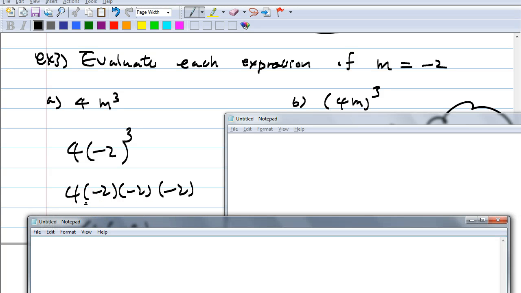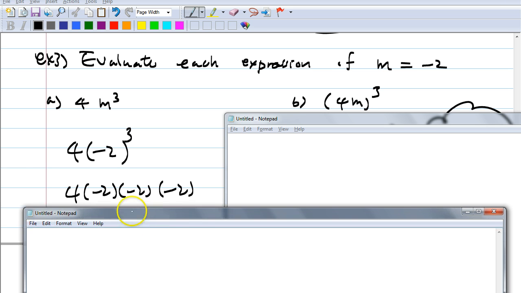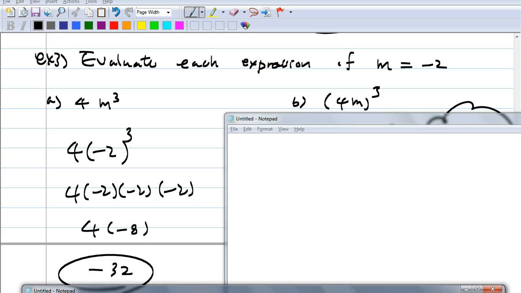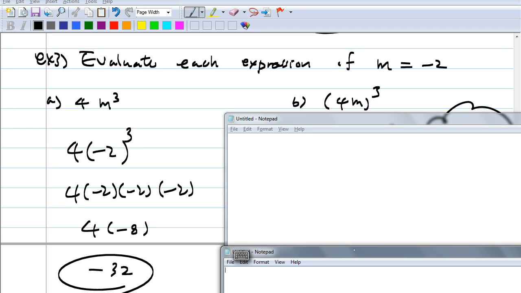That's right. If you multiply a negative number an odd number of times, right, Anais? That's what we get. So what's the answer for the first expression, Anais? For the first expression, I got negative 32. That's correct. Anais, what did you get for the second expression?